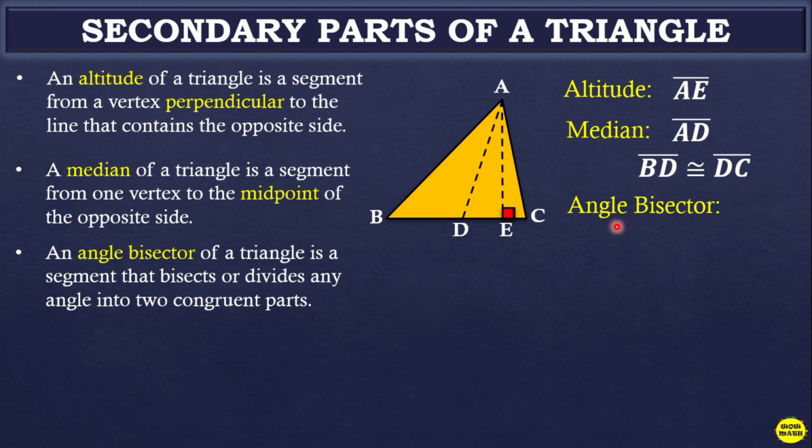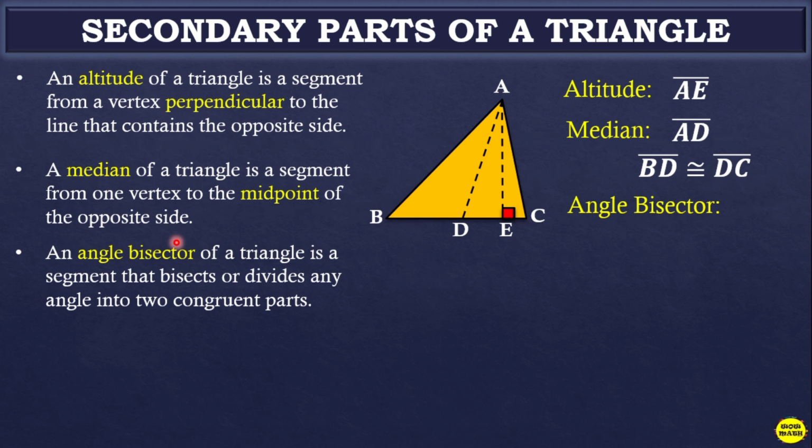Now, how about angle bisector? When we say bisector, it divides. Okay? Yun po ang tatandaan, it divides. So ano yung dinidivide? Angle. Dinivide niya yung angle. Kasi meron din tayong tinatawag na perpendicular bisector. Pag perpendicular bisector naman, it divides the segment. But since ito ay angle bisector, then it divides your angle.